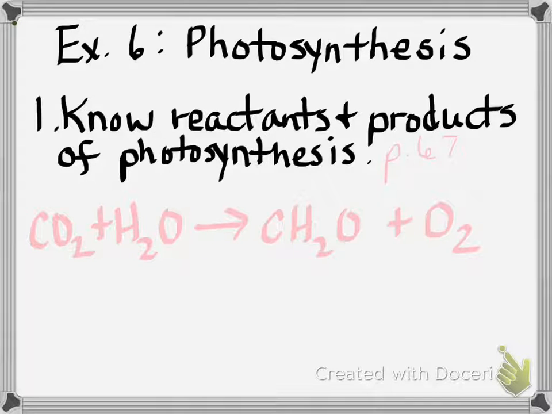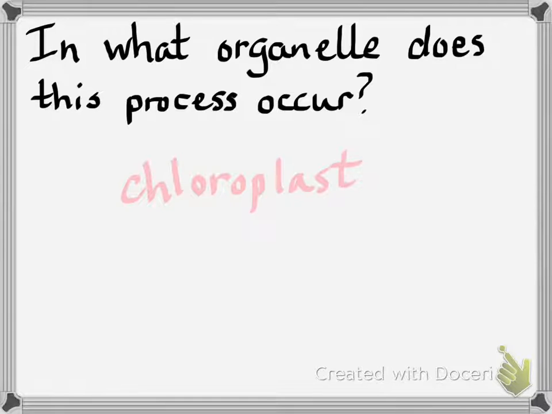Okay, second part of number 1. Stay on page 67 to answer the question. In what plant organelle does photosynthesis occur? Chloroplast. There it is on page 67, the chloroplast. Okay, on number 1. Okay, number 2, join me on page 68.